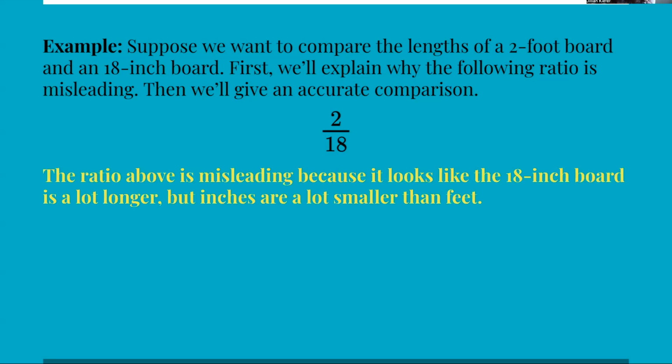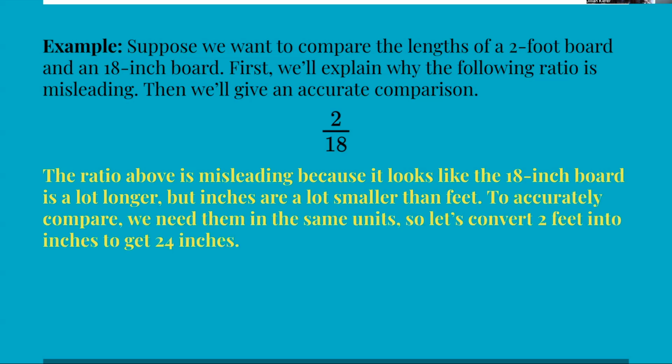So that's what we have here. The ratio above is misleading because it looks like the 18-inch board is a lot longer, but inches are much smaller than feet. So 2 feet is actually going to be the bigger unit, but it doesn't look that way in our ratio. So to accurately compare, we need them in the same units, so we can convert 2 feet into 24 inches. Converting feet into inches is a little bit easier in this situation than converting inches to feet. 18 inches to feet would give us a decimal, and we'd just rather not, right?